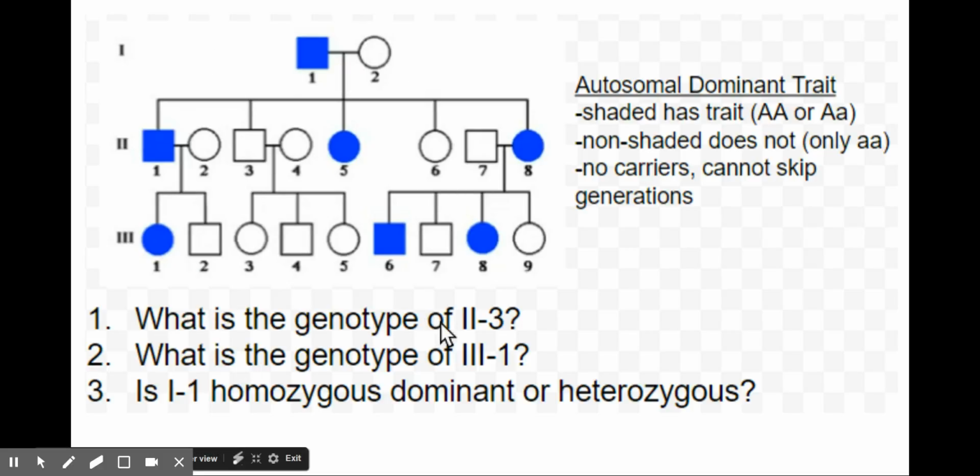What is the genotype of 2, 3? So 2, 3 does not have the trait. The only way you do not have the trait is if you are small a, small a.